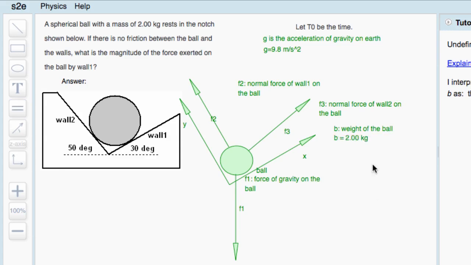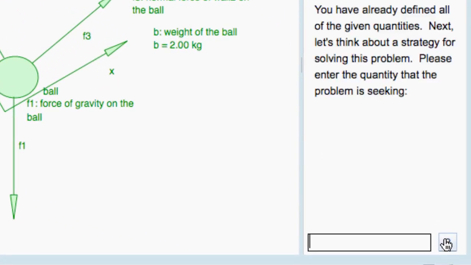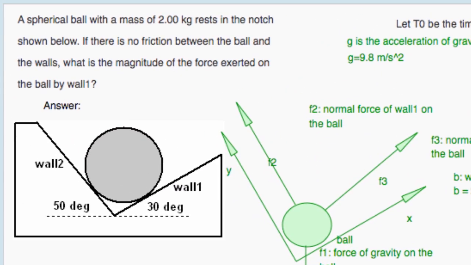If I'm stuck and I just don't know what to do, I can click here on the question mark, and it says you've already defined all of the given quantities. Let's think about a strategy. Please enter the quantity I'm looking for. Okay, so in the problem it said I'm looking for the force exerted on the ball by wall 1.